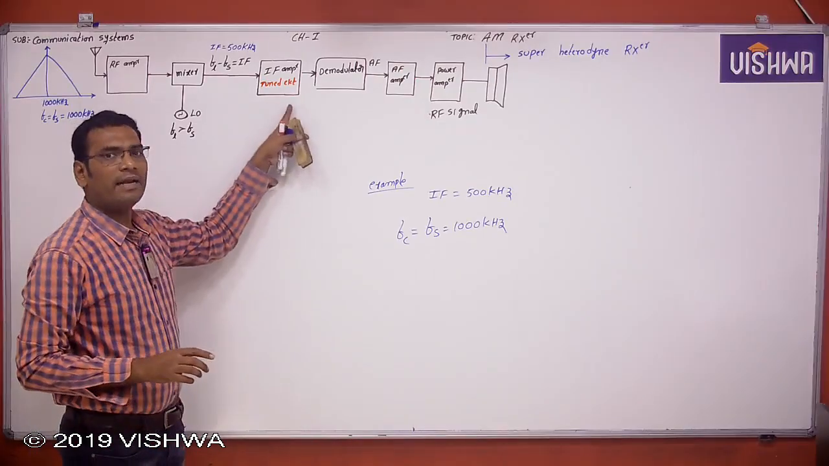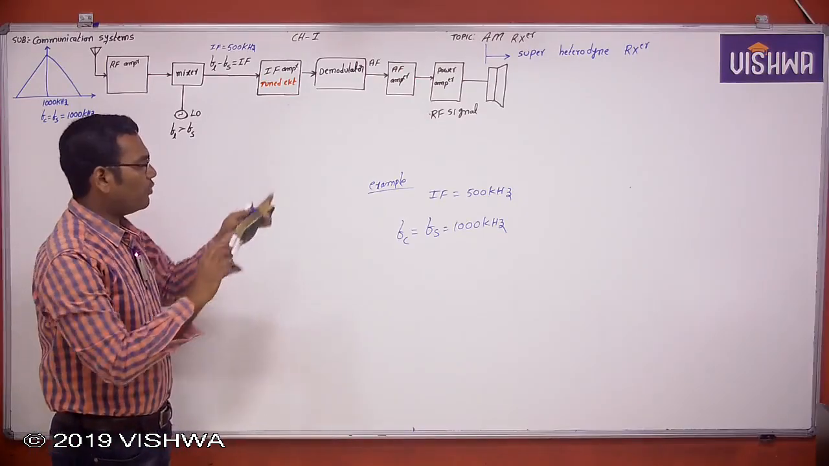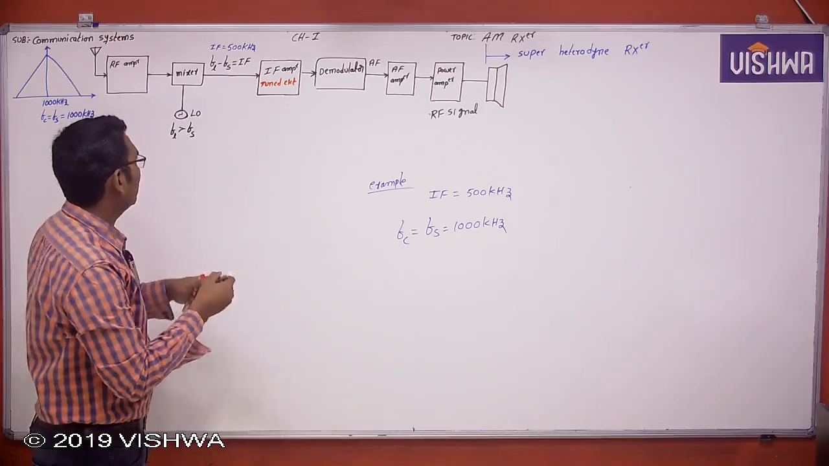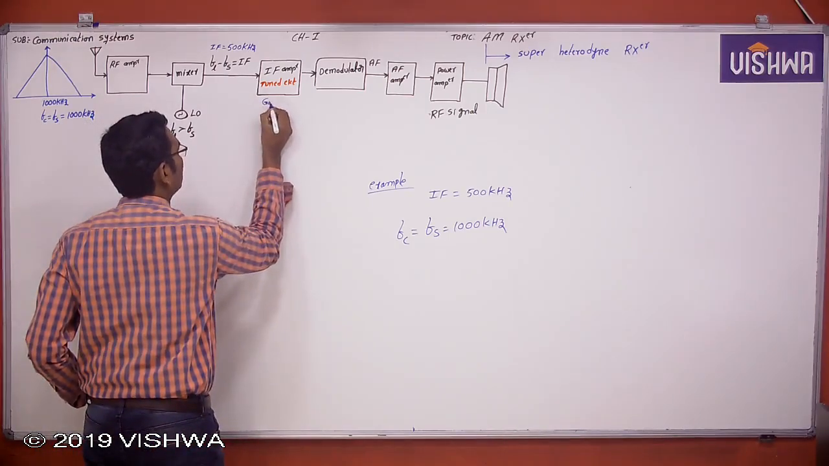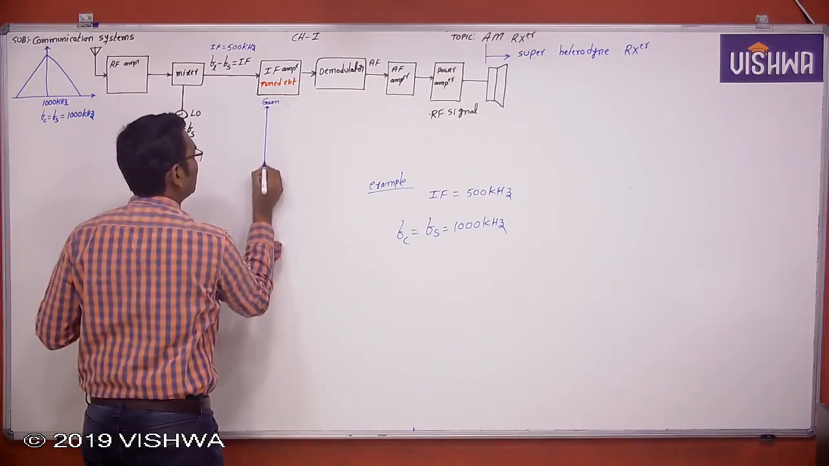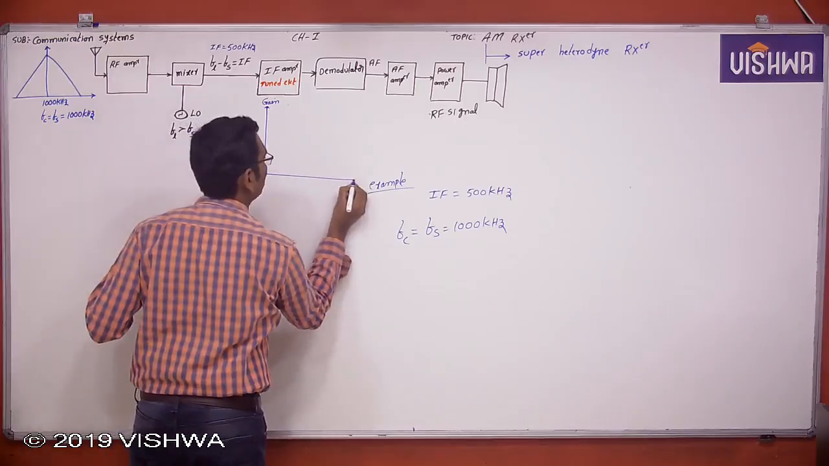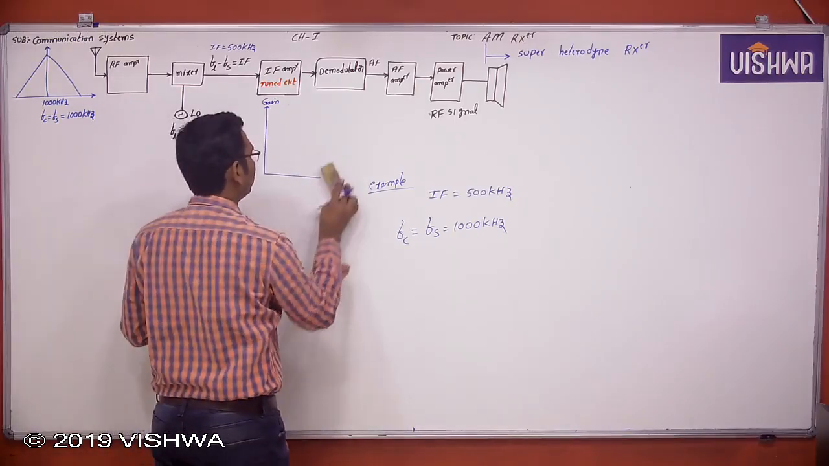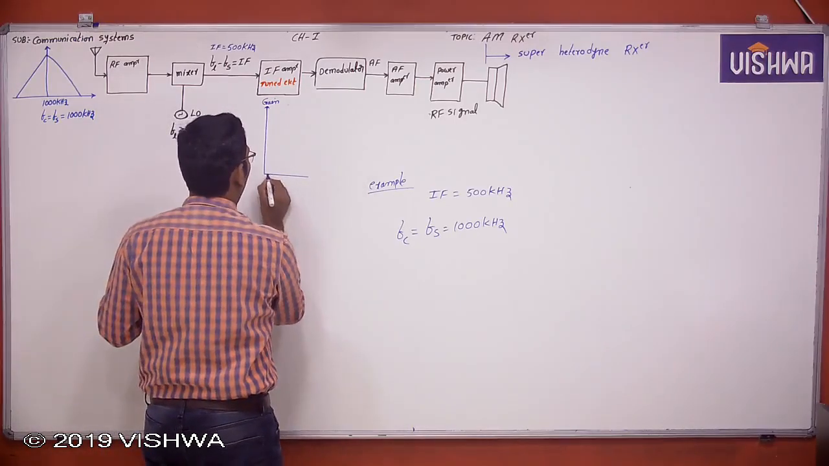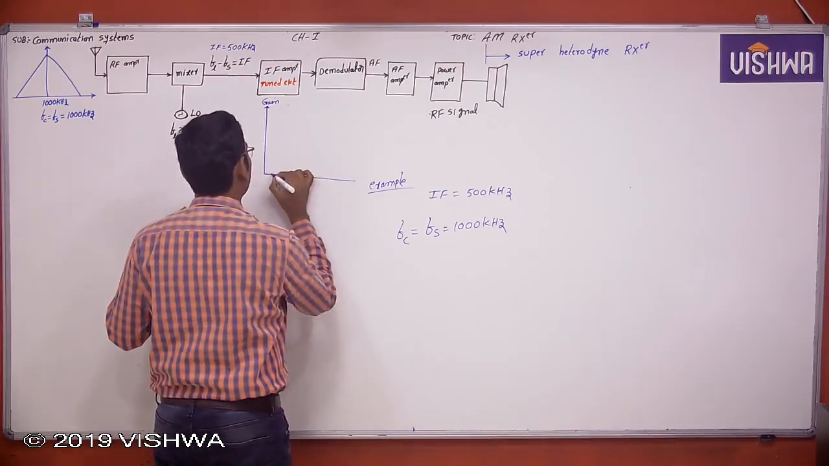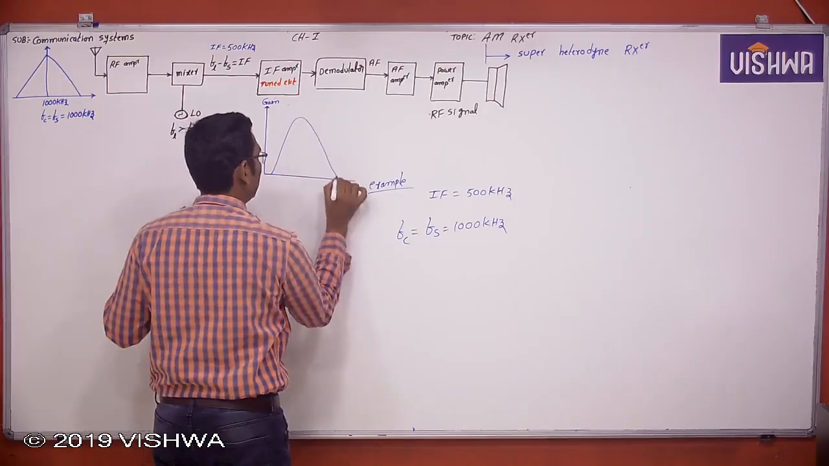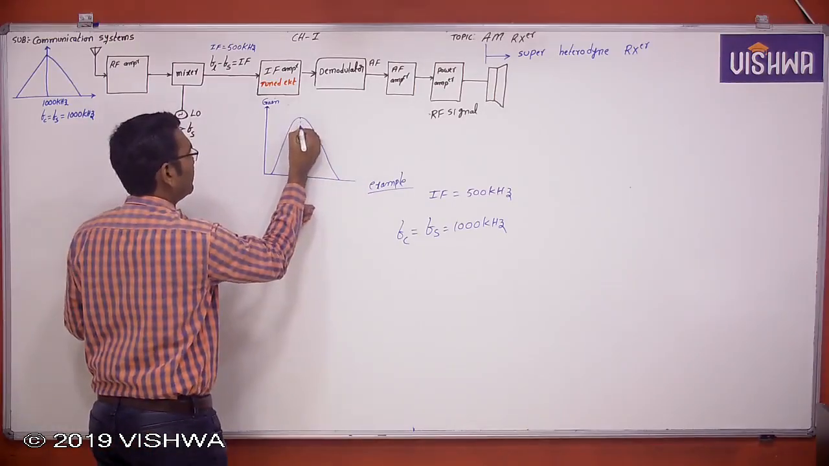Therefore we require a band pass filter here. This tuned circuit will act as a band pass filter, but the gain versus frequency characteristic of this tuned circuit is fixed. How can you say that it is fixed? Yes, because the center frequency is fixed here.